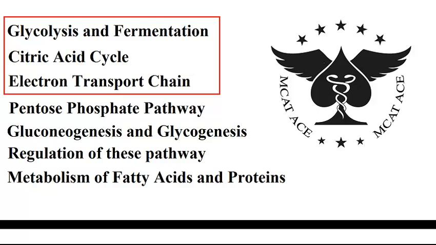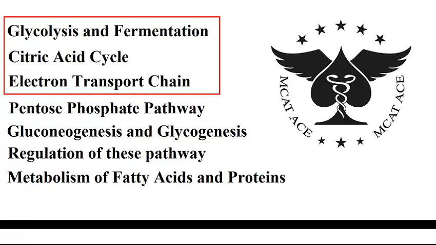In today's lecture, we are going to describe different metabolic pathways that are required for energy production. I'm going to split this lecture into two parts. Part 1 will cover glycolysis, fermentation, citric acid cycle, and electron transport chain. And then in the second part, we will cover the rest of the material that are listed here. And then as always, at the end of the lecture too, we will go over some practice test questions.